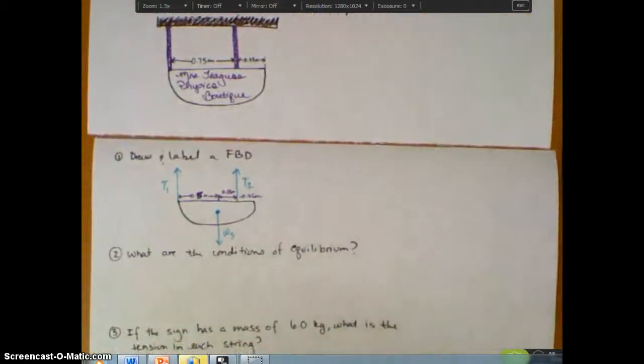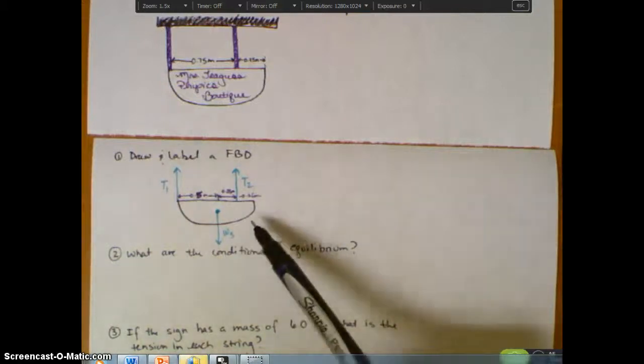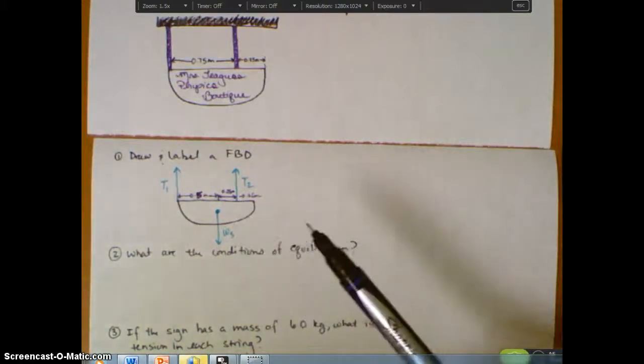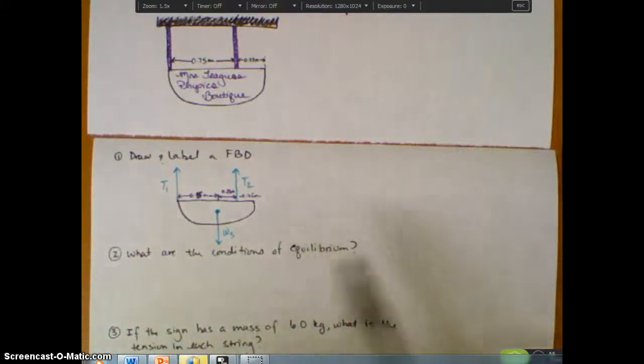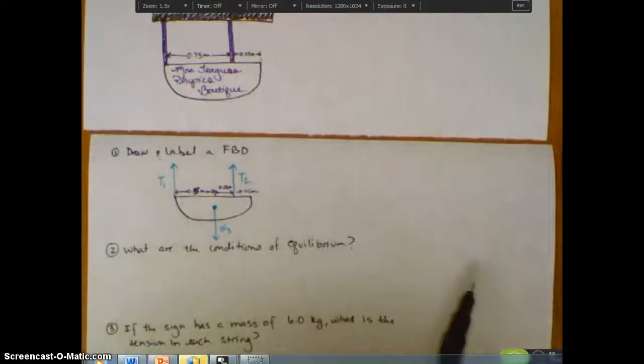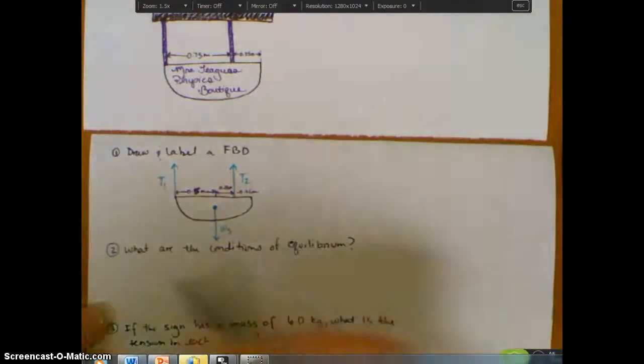What are the conditions of equilibrium? Just like we did way back in the beginning of this year, we want to think about what's going on in this situation. Is the sign moving? It is absolutely not moving, so that means it is in equilibrium. It means all the forces in the x direction add up to 0, and all the forces in the y direction add up to 0.